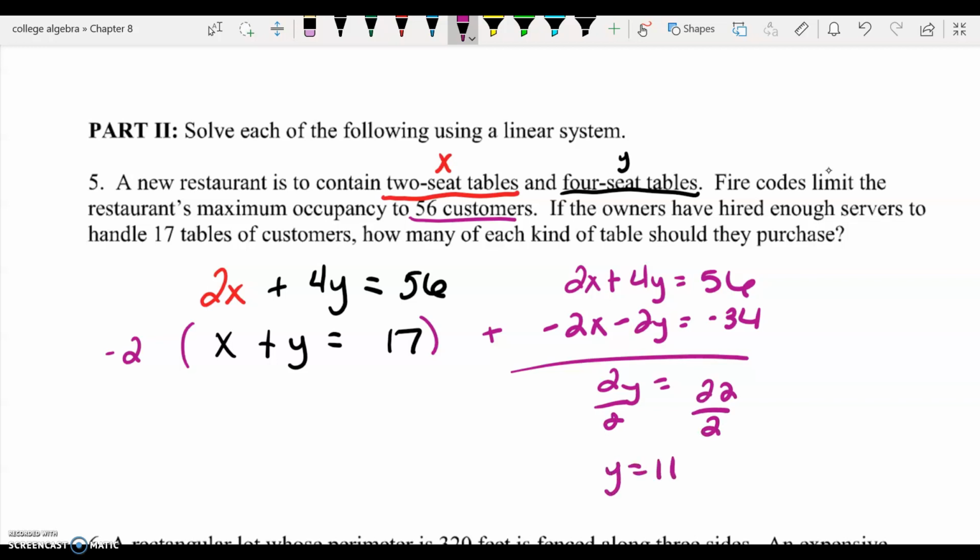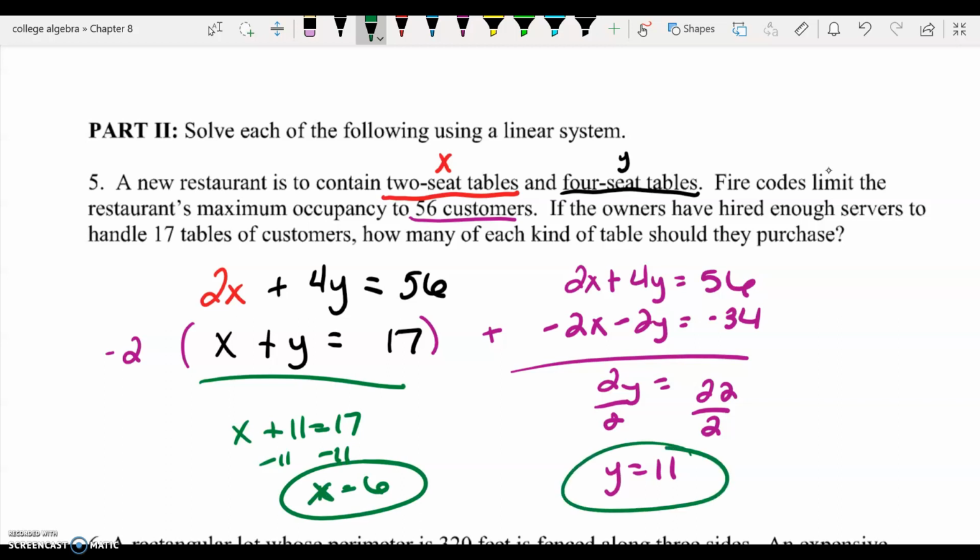So I got 11 four-seat tables, and then I'd plug that back into this equation right here. X plus 11 equals 17. I have 6 two-seat tables. And today you solved it. So that's just an example of what it's going to look like.